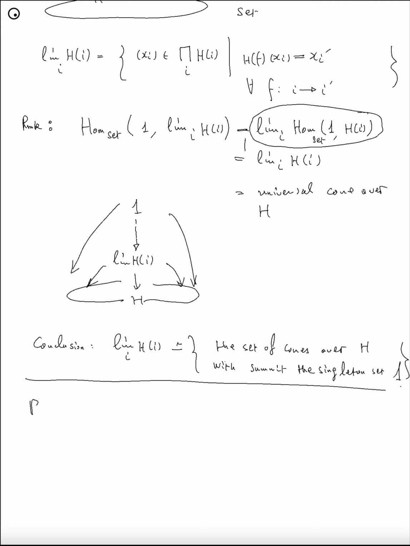Second remark, so the category of sets is complete, and so all limits exist, and when we say colimit, if the colimit exists.